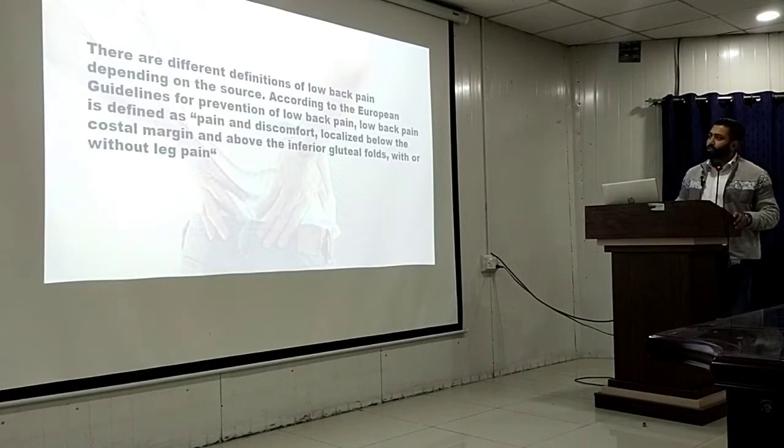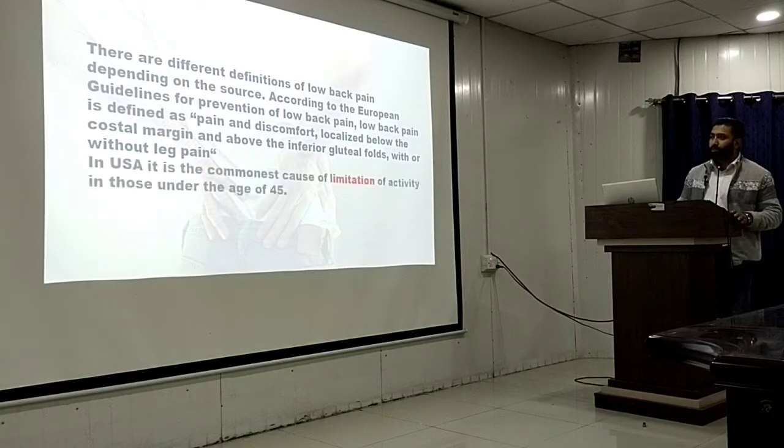There are different definitions of low back pain depending on the source. According to the European Guidelines for Prevention of Low Back Pain, low back pain is defined as pain and discomfort localized below the costal margin and above the inferior gluteal folds, with or without leg pain. In the USA, it is the commonest cause of limitation of activity in those under the age of 45.